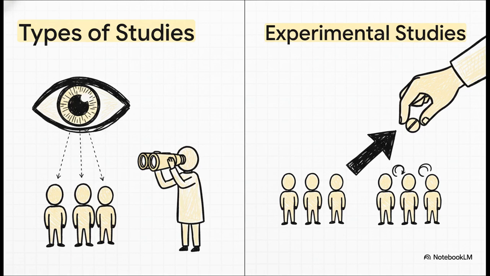Well, at the highest level, you can split the toolkit into two main types. First, you've got observational studies. The name says it all, really. We just watch and measure what's happening naturally, without interfering. And then you have experimental studies, where the researcher actually gets involved. They introduce some kind of intervention, like in a randomized controlled trial, to see what happens.